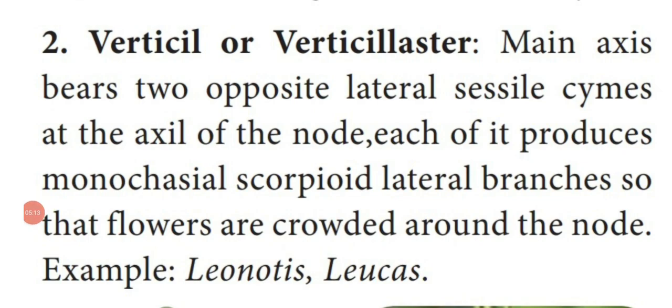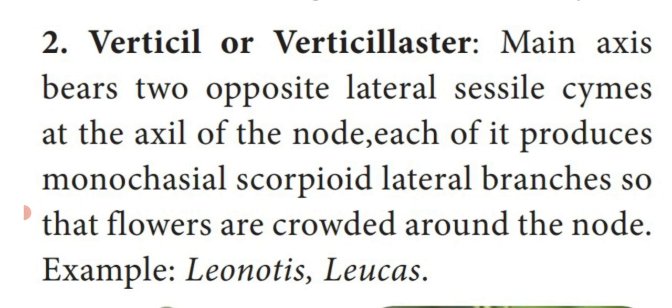Dear students, the second type is verticil or verticillaster. Dear students, the main axis bears two opposite lateral sessile cymes at the axil of the node. That means from the axillary region of the node, they produce lateral branches, both arranged in opposite directions, which contain sessile cymes. Sessile means without stalk. Cyme arrangement of flowers. Each of the lateral branches produces a monochasial scorpioid cyme. Monochasial scorpioid means only on one side they produce the flowers, isn't it? It forms a curved or coiled structure.